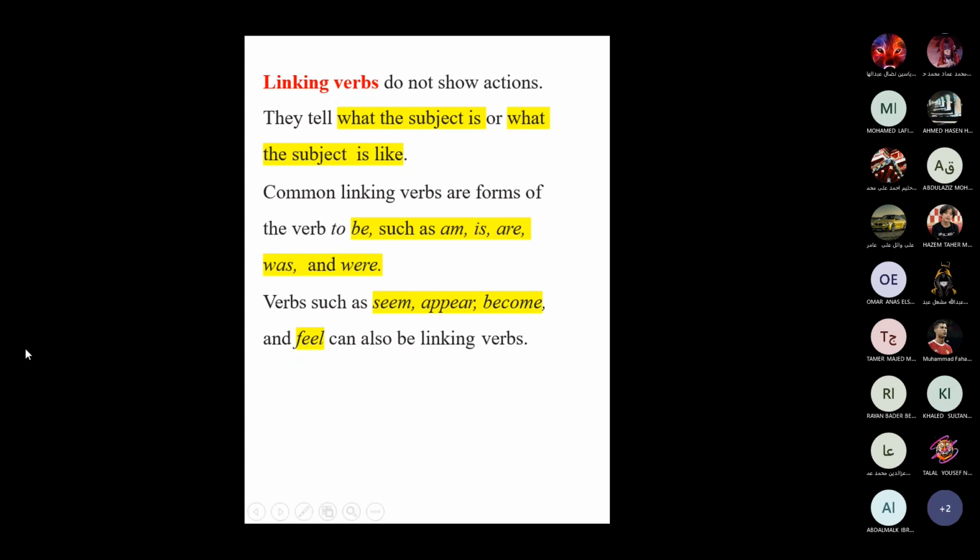Common linking verbs are forms of. We have common linking verbs, the known ones, but not all of them. Not all of the linking verbs. So common linking verbs are forms of the verb to be, number one, such as am, is, are, was, and were. Verbs such as seem, appear, become, and feel can also be linking verbs. So we get these verbs sometimes.